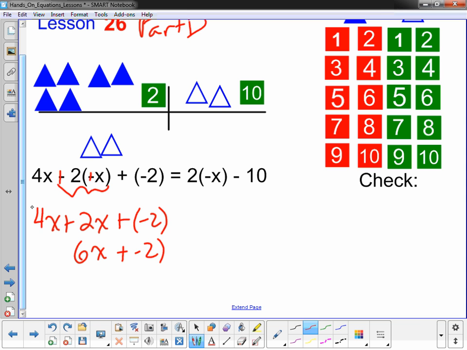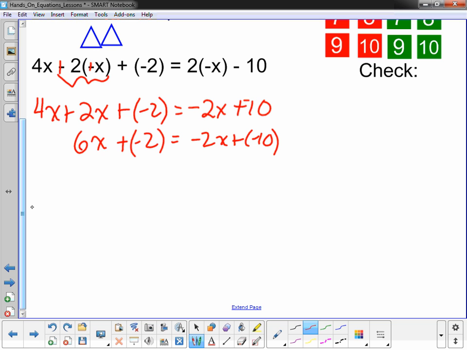On the other side, because of the parentheses, I can just move that negative all the way out in front, because that's what we did on the last problem, and still make that a negative 10. So I have 6x plus a negative 2, and I've got a negative 2x plus a negative 10. And I want to solve this problem.